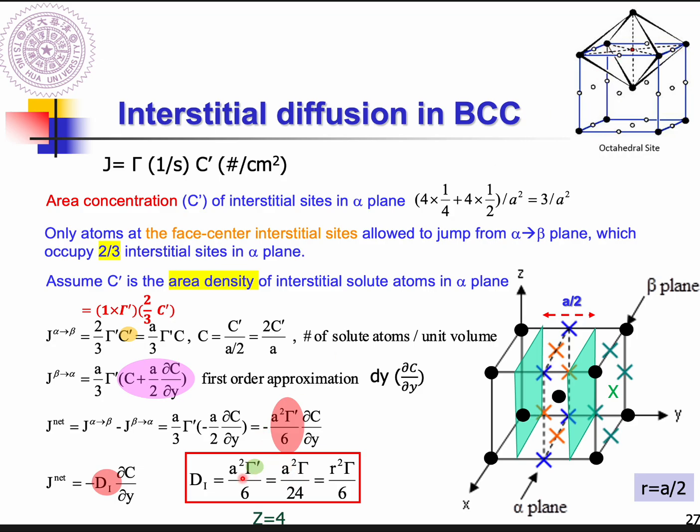Some people also want to convert A into R, so A equals 2R. You can just convert it to express the diffusivity in terms of R and gamma. Okay, so this is how we get the diffusivity of interstitials through the flux solution derived from Fick's first law.